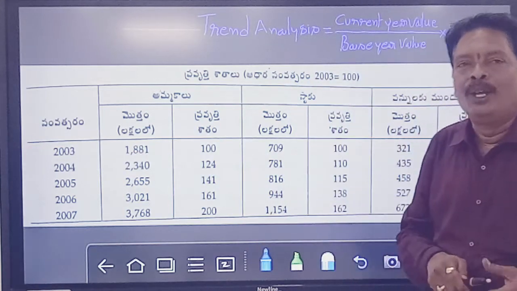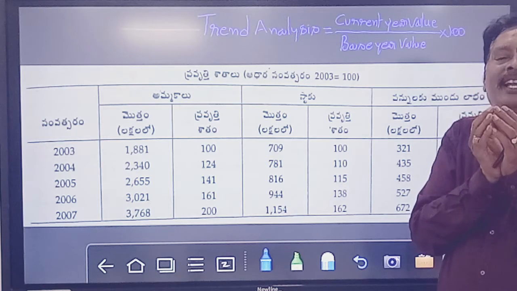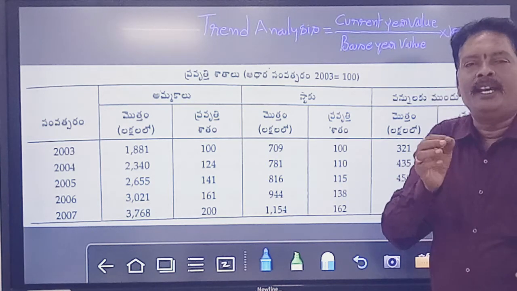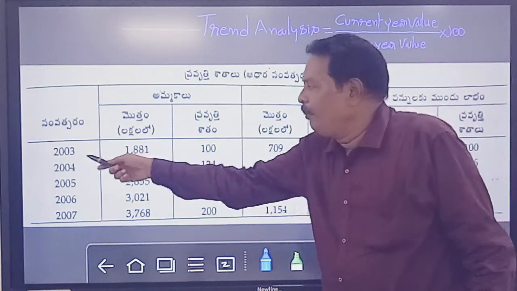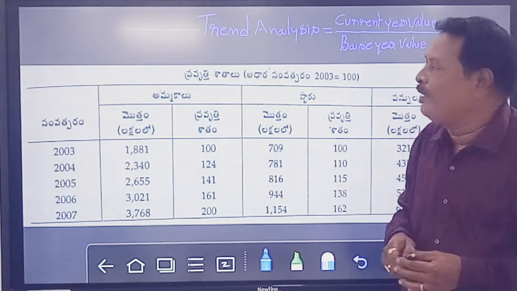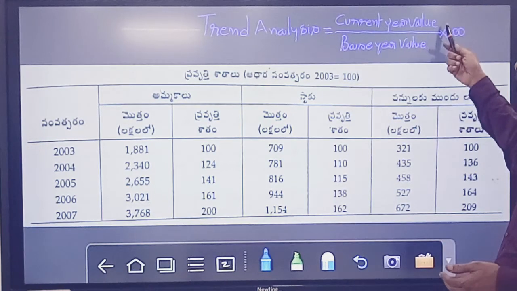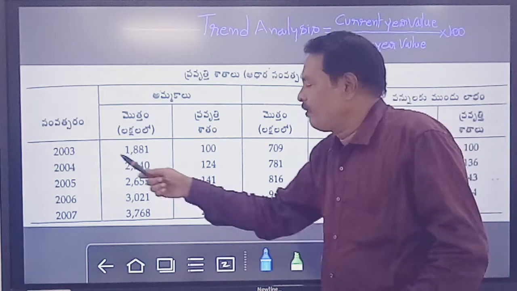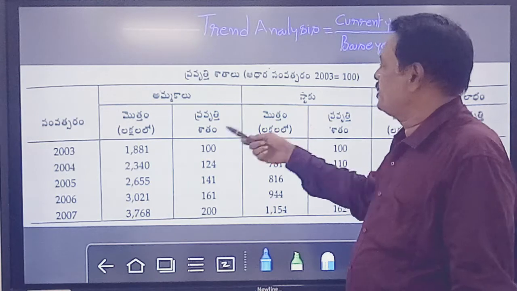That means the 2003 year is taken as the base year. With the help of this base year, all the remaining years' percentages we can easily calculate by applying this formula: trend analysis is equal to current year value by base year value into 100. Suppose for 2003 sales, the percentage is the base, 100.